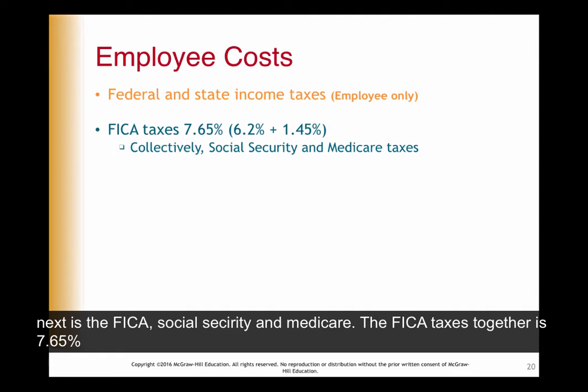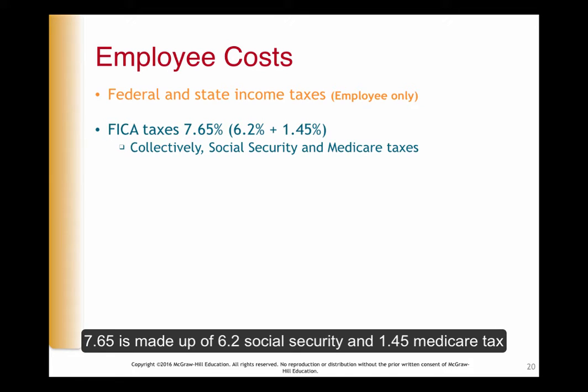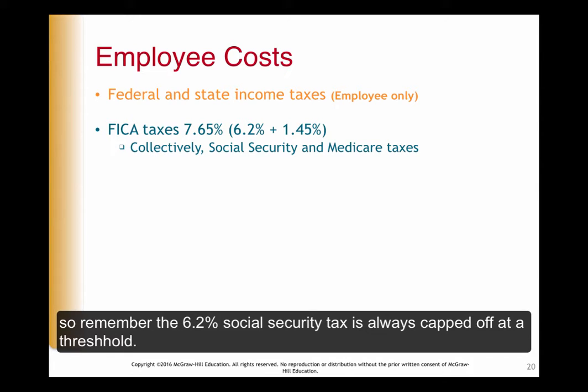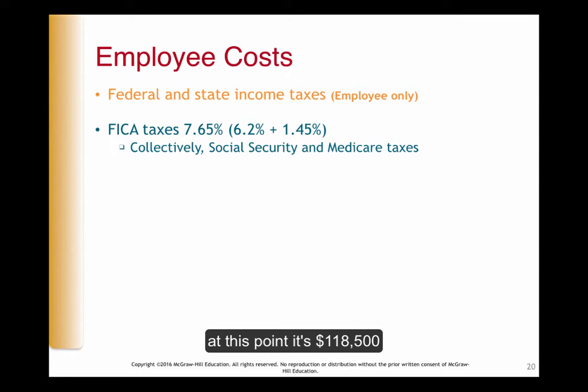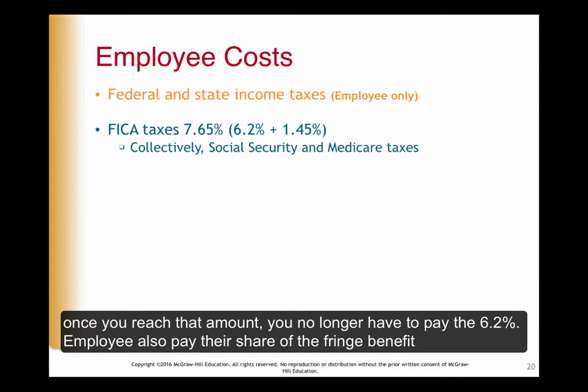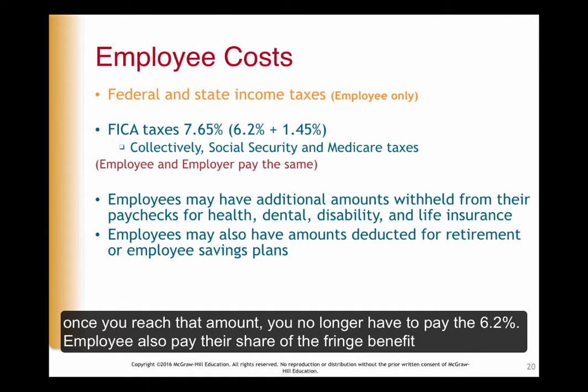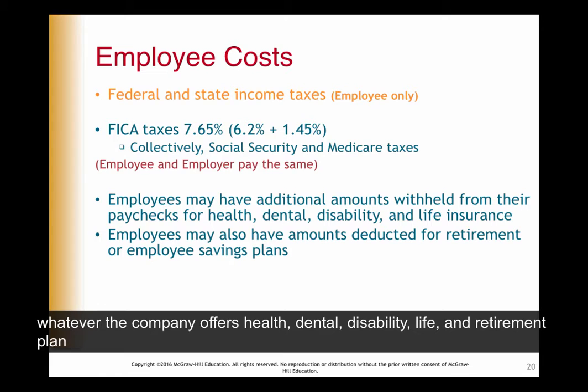The next item is the FICA, Social Security and Medicare taxes. The FICA taxes together are 7.65%. The 7.65% is made up of 6.2% Social Security and 1.45% Medicare taxes. Remember that the 6.2% Social Security tax is always capped at a threshold. At this point, it's $118,500. Once you reach that amount, you no longer have to pay the 6.2%. Employees also pay their share of the fringe benefits, whatever the company offers: health, dental, disability, life, and retirement plan.